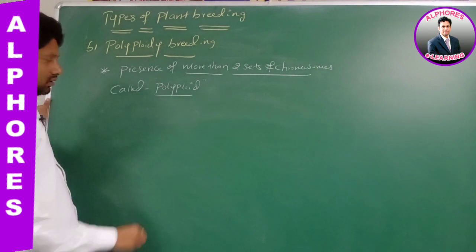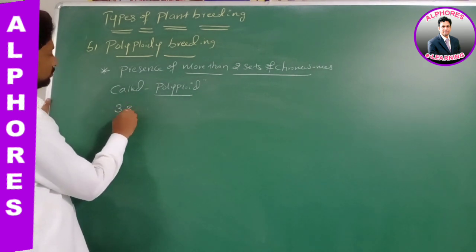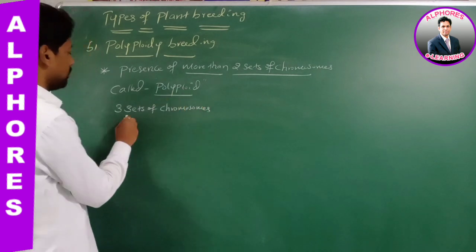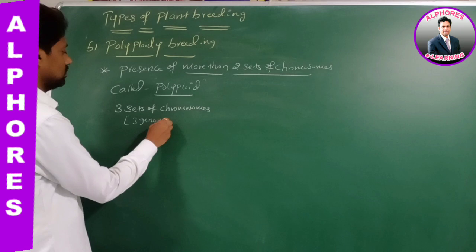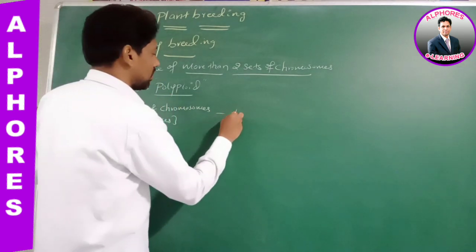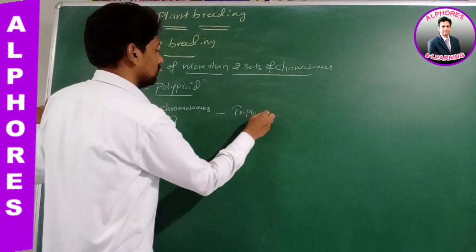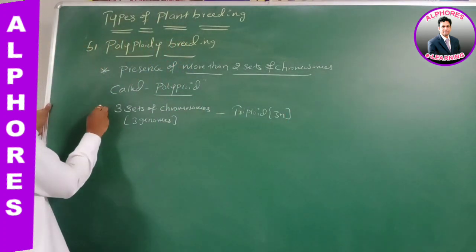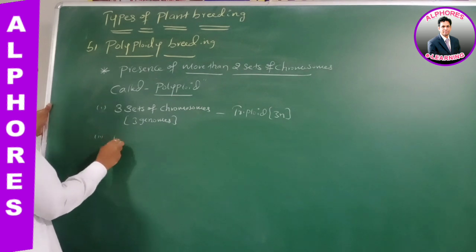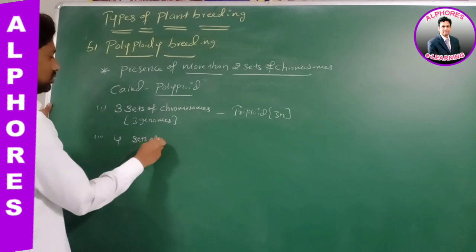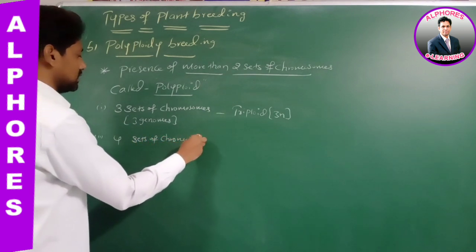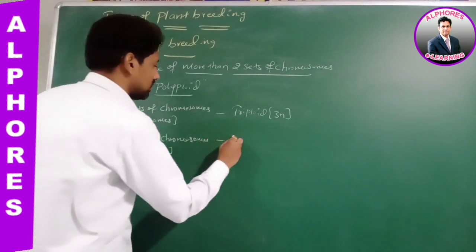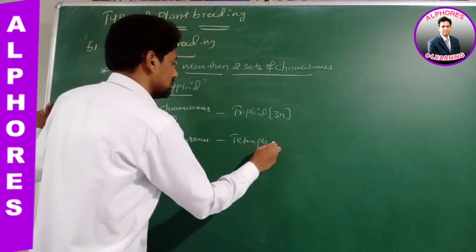Right. If three sets of chromosomes are present, that means three genomes. Then what is that polyploid condition called? It is called triploid. Is it okay? Right. If four sets of chromosomes are present, it means four genomes. Then what is it called? Tetraploid.